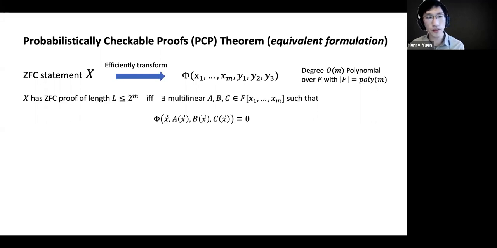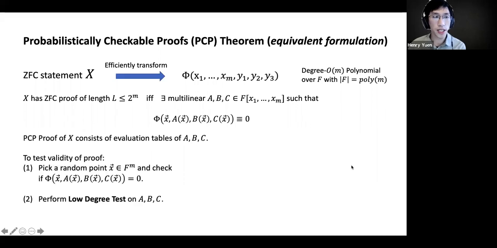And what is the property of this polynomial phi? Well, it turns out that X has a ZFC proof of length L at most 2 to the m if there exist multilinear polynomials in m variables, such that if you substitute these polynomials A, B, C into the last 3 coordinates of phi, as a polynomial, you get the identically zero polynomial over this finite field. We have this transformation. You can perform it in polynomial time. Like you can write a computer program to do it.